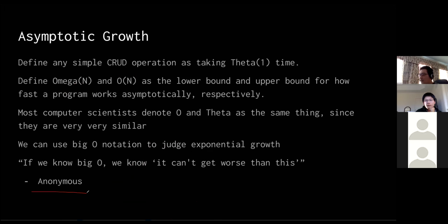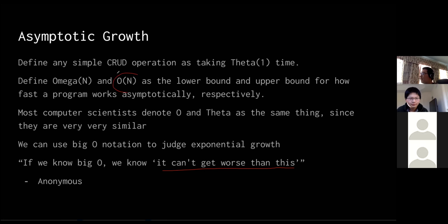Now, some anonymous person said this. The reason I said anonymous is because I don't even remember who said this, but this is how I learned asymptotic growth. Someone told me, if you know big O, we know that it can't get any worse than this. And that's how you remember big O time. Omega and theta time are not as mainstream because we don't really care. We more want to care about the upper bound. And usually O n also denotes theta time, which is kind of weird, but think about it as these two are kind of the same thing. They're not, but they're close.